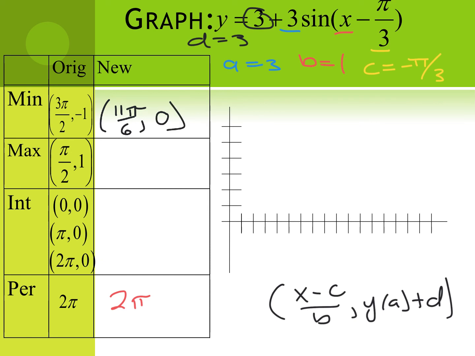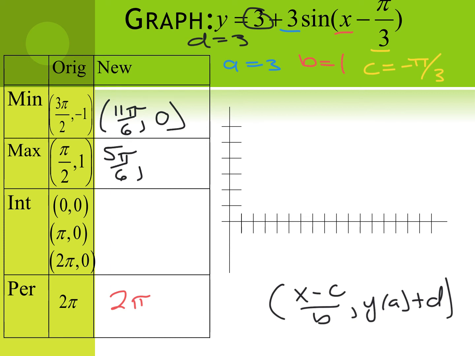For my next point, I have a maximum at pi over 2. Again, we're going to subtract negative pi over 3, which means I'm going to be adding it. Pi over 2 plus pi over 3, to do that, I'm going to, again, use a common denominator of 6. So I have 3 pi over 6 plus 2 pi over 6, which gets me 5 pi over 6.